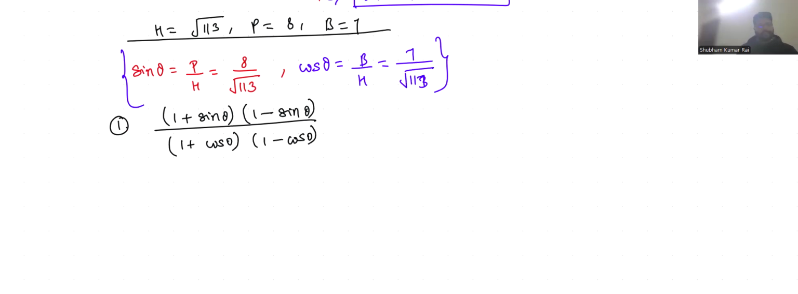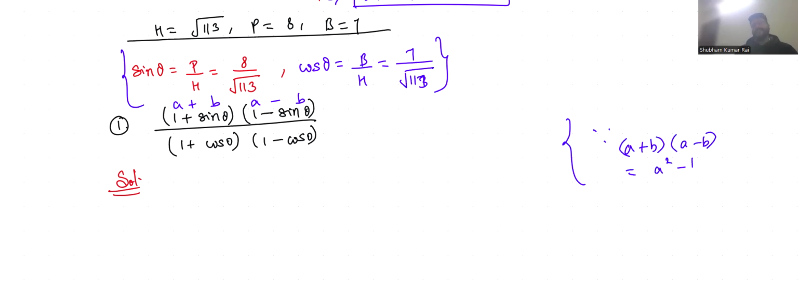Now, if we solve it further, as you can see that this is written as (a plus b)(a minus b). So as we know the identity, (a plus b)(a minus b) is equal to what? That is a square minus b square. This is the algebraic identity that we have discussed in the previous class, right? So it will become 1 square minus sine theta square.